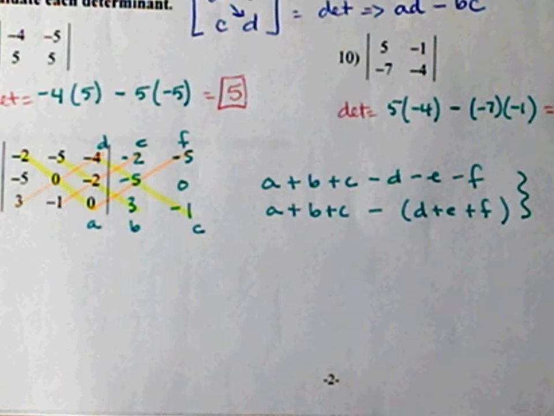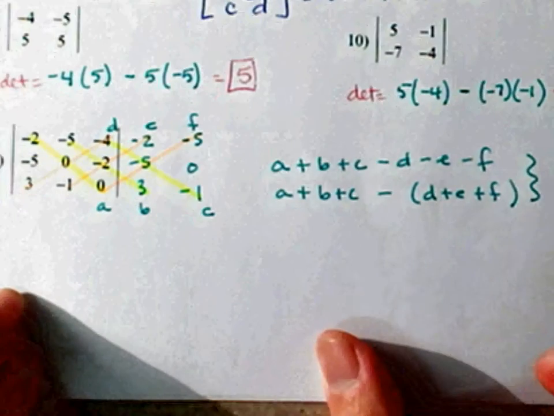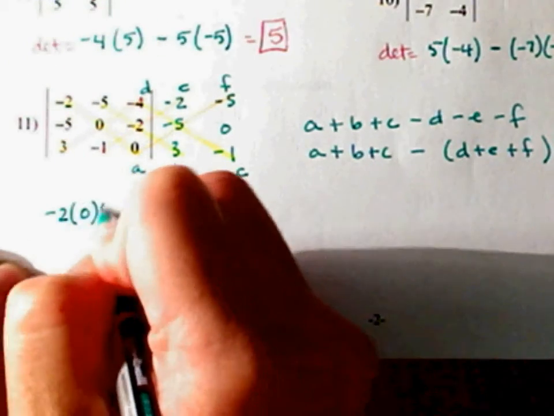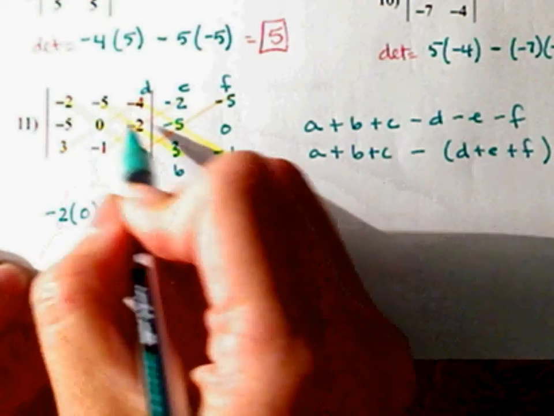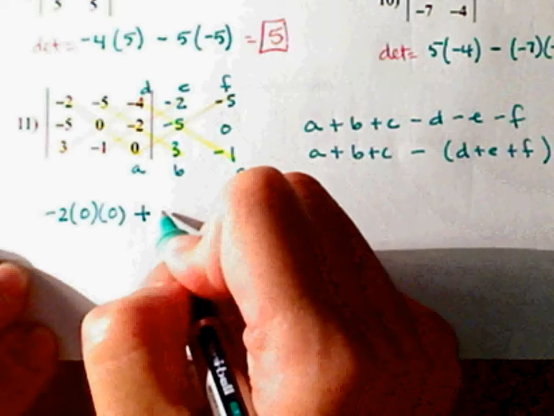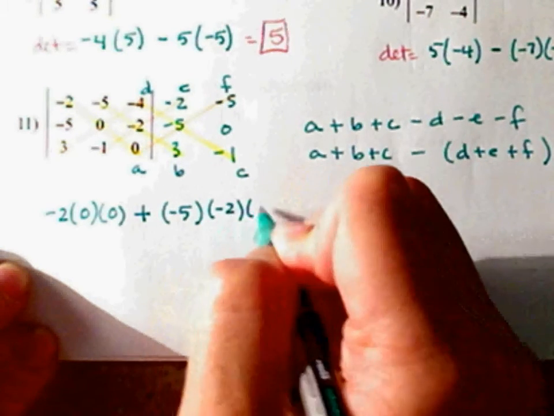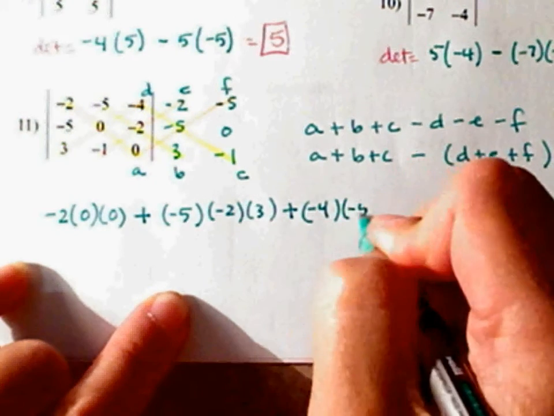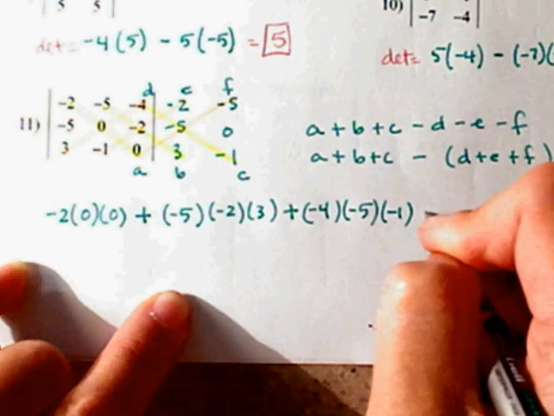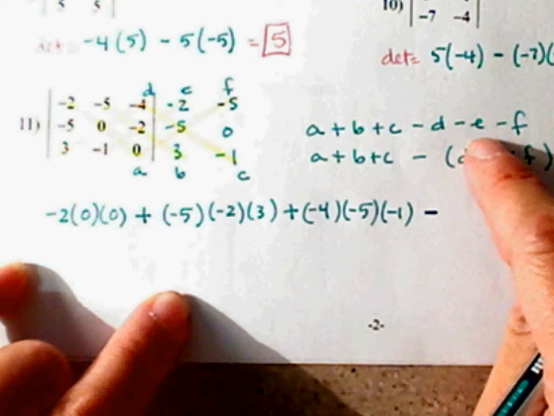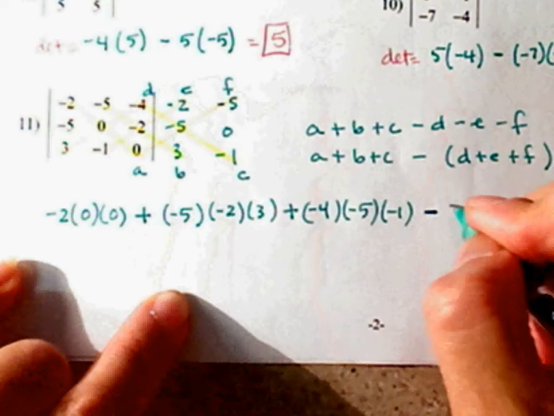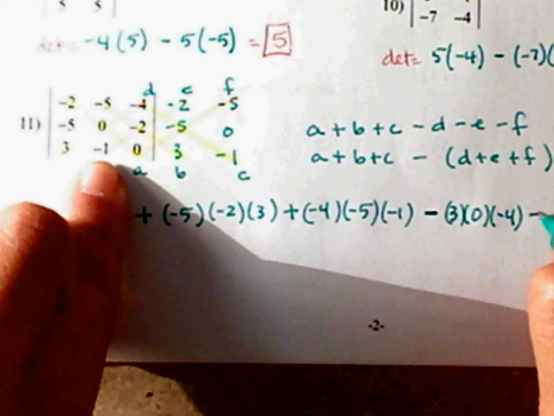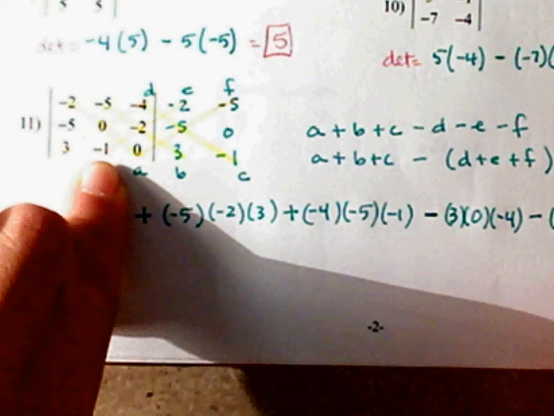Alright, so to do your work, let me show you. You will take negative 2 times 0 times 0 plus, next diagonal, negative 5 times negative 2 times 3 plus, okay, negative 4 times negative 5 times negative 1 minus, I'm going to follow the first one. Now I'm going to go up. 3 times 0 times negative 4 minus negative 1 times negative 2 times negative 2.